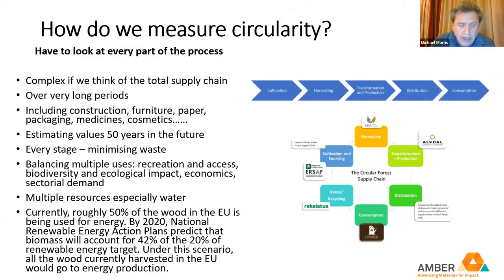We have to think about measurement and how we measure things. As I said before, we can greenwash, we can quote figures, we can quote carbon numbers, but there's no standards for how they're arranged. We have to count all the resources that are in a process, and we have to be consistent. And because we're inconsistent, we get some very strange figures emerging from Europe because of the non-validity. So one of the things Donal talked about was renewable energy. The action plans through Europe suggest that biomass will account for 42% of the 20% renewable energy target. But if we are to realize that from wood, that means that all the wood currently harvested in the EU would go to energy production.